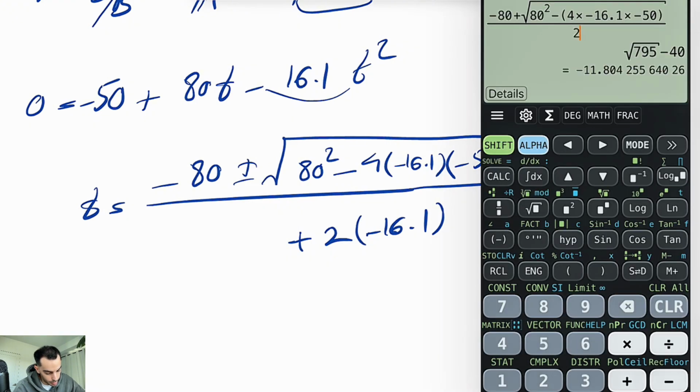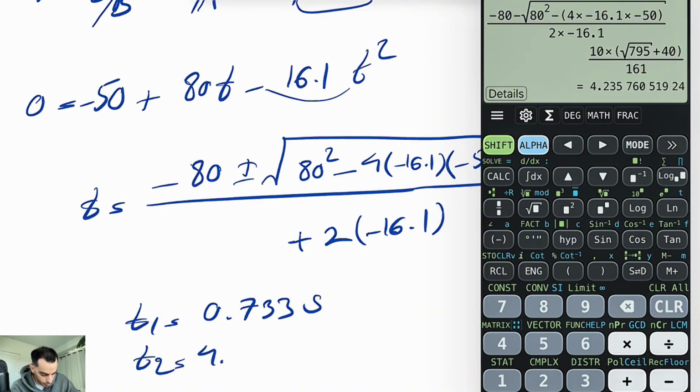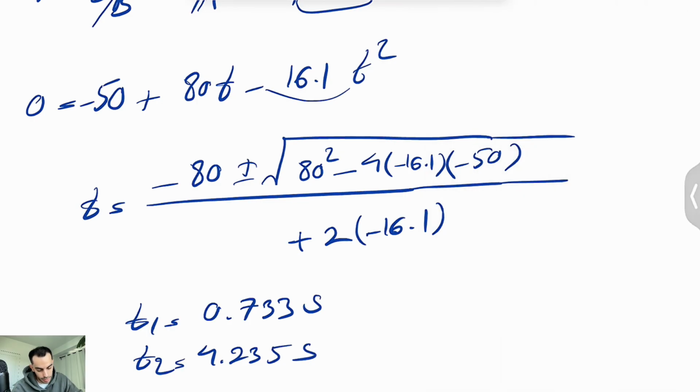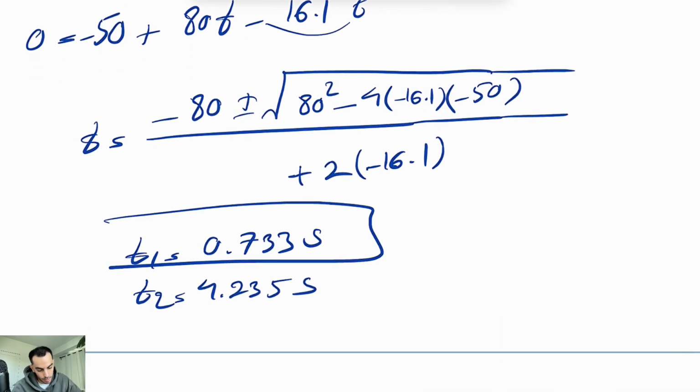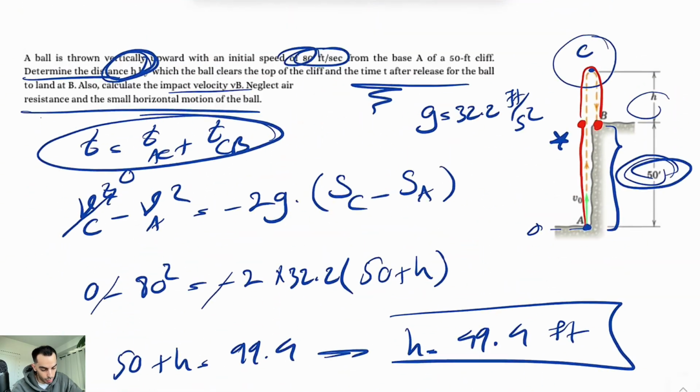Our first t would be 0.733 seconds, and for the second one we just have to put a negative sign in here, and our second t would be 4.235 seconds. As I mentioned, the first one would be where we get to here, and the second time point would be this.